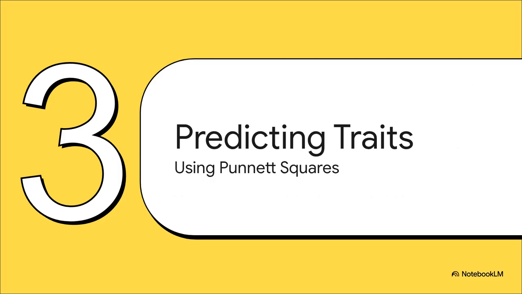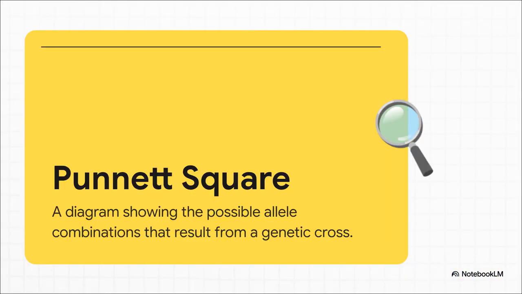Okay, so we've got the lingo down. Now things get really interesting. We can actually start making predictions. Welcome to Section 3, where we're going to pull out a tool that's basically a genetic crystal ball, the Punnett square. So what is a Punnett square?